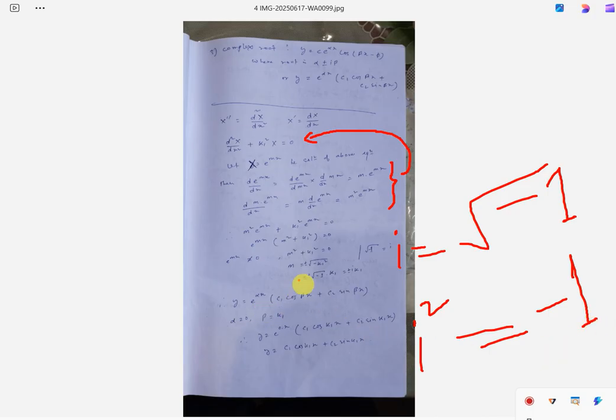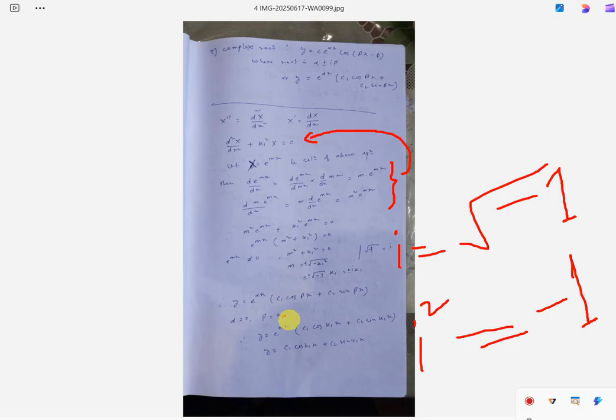Now if we substitute this, we will get the solution as e to the power alpha x, c1 cos beta x plus c2 sin beta x, because we get a complex root. So the solution is like this.